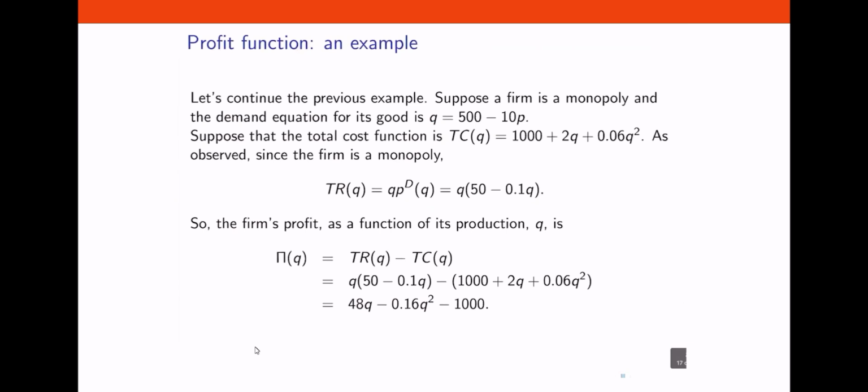So the firm's profit is total revenue minus total cost. Here's the total revenue. Here's the total cost. And when you carefully simplify this expression, you get this. I say carefully because you're subtracting a whole bunch of stuff inside parentheses here. When you do this, you have to be very careful that you subtract 1,000, then subtract 2q, and then subtract 0.06 q squared. Everything inside the parentheses has to be subtracted. But if we do it correctly, we get this expression here.